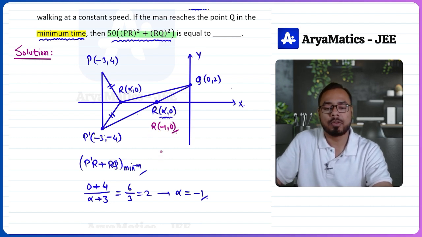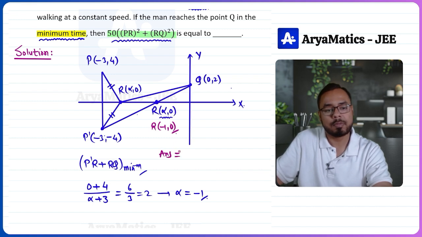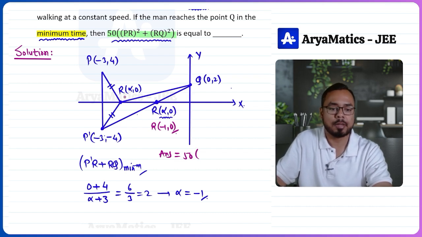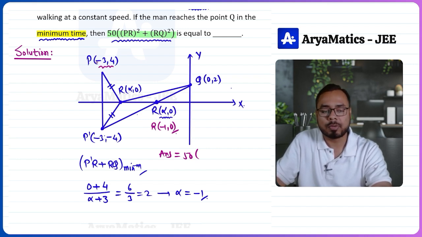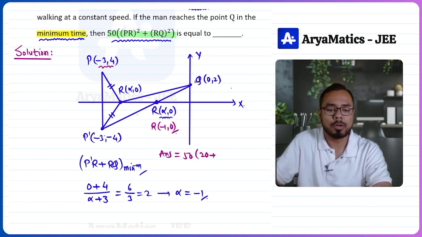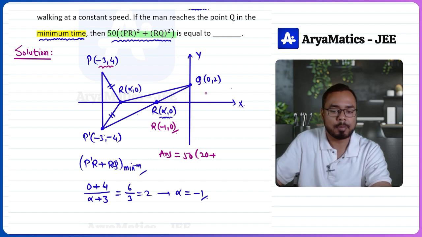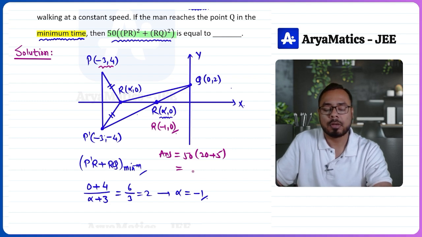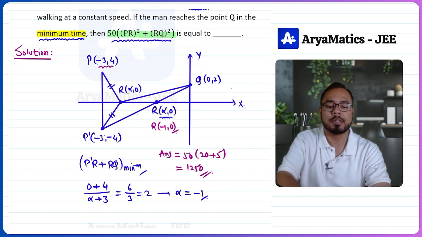And now we need to find 50 into PR square plus RQ square. So point P is (-3, 4) and R is this one. So PR square will become 4 square plus 2 square, so that will be 20. And RQ square will be 1 square plus 2 square, so that will be 5. So 50 into 25, that will be 1250, and that should be the correct answer for this problem, right?